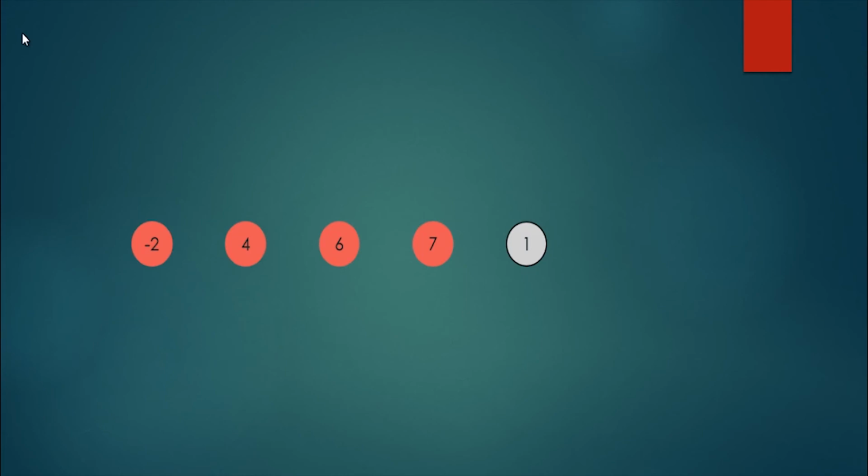We keep incrementing the number of items that are sorted, and do lots of shifts. Okay, and the last item is 1. We compare it with 7, 6, 4, and then with -2, but -2 is less than 1, so this will be the case. This will be the solution to this problem. So that's all about insertion sort. Thanks for watching.